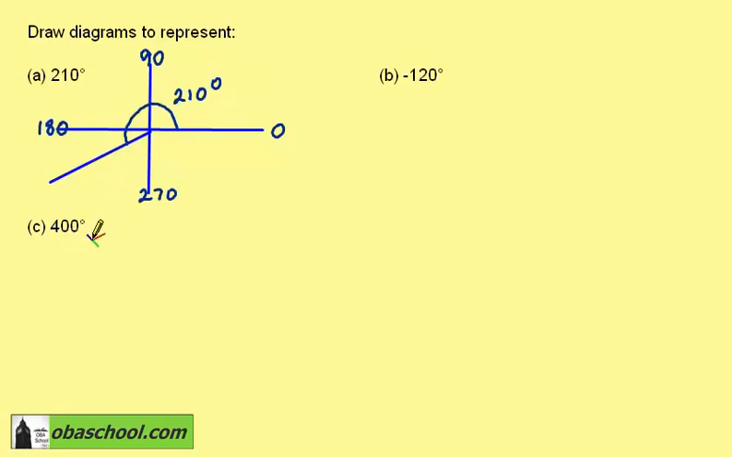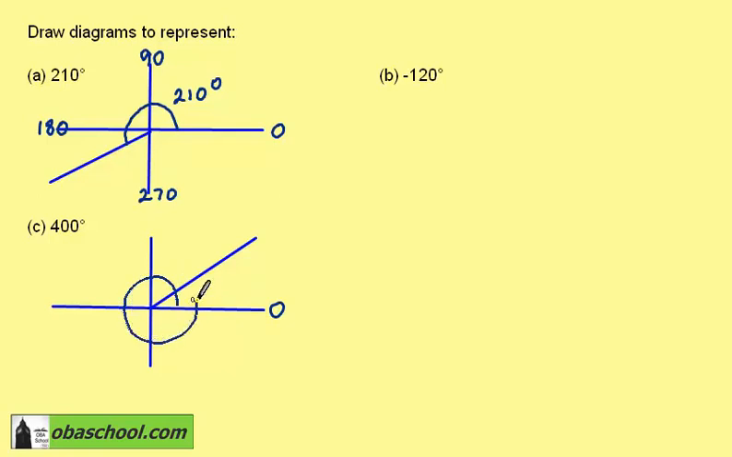Now if we look at 400 degrees, drawing our axes, 400 degrees is actually more than 360. So all the way round is 360, and 400 is another 40 beyond that. This is 0. We need to go all the way around and then another 40 degrees on. So this represents 400 degrees.